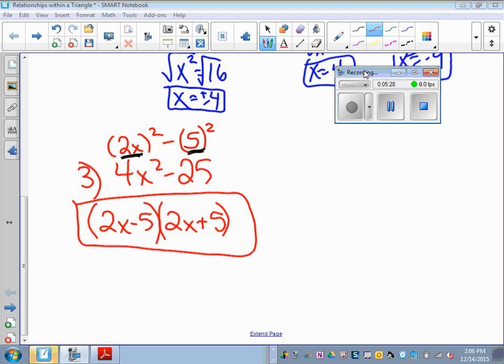You can always FOIL it back out to double check to make sure you did it right. 4x squared plus 10x minus 10x cancel each other out. The beauty of difference of squares.